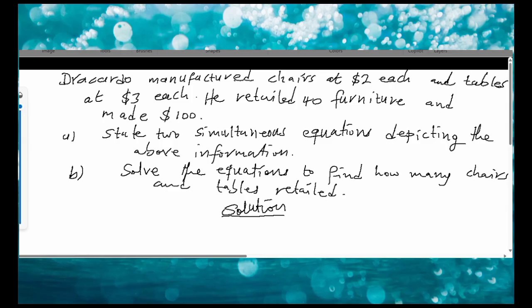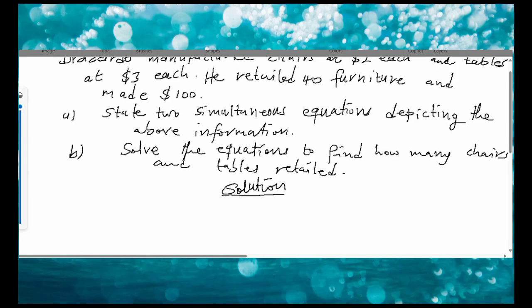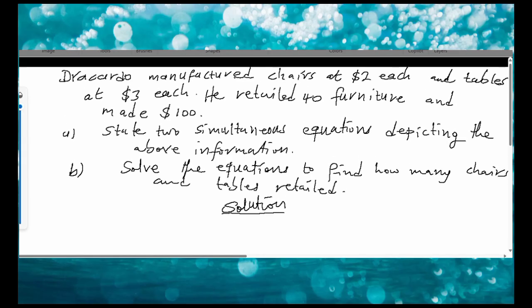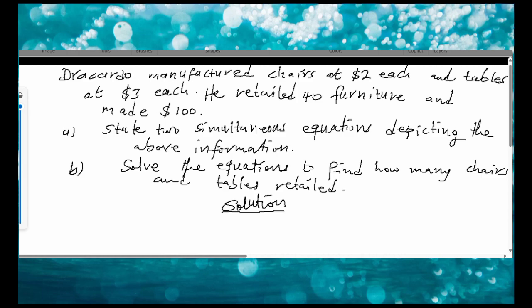Right, so to solve this question, we have to do some representations or denotations. We're going to represent the chairs and the tables by some variables. So let us say, let x denote chairs, right? And then y denotes tables.